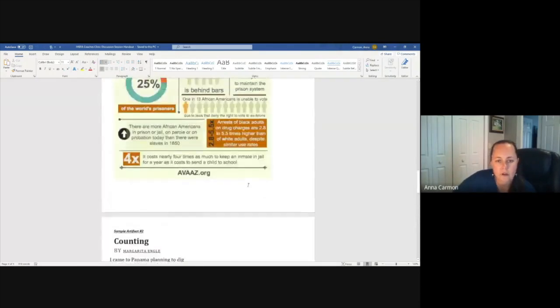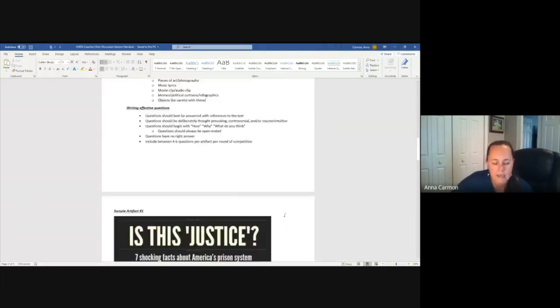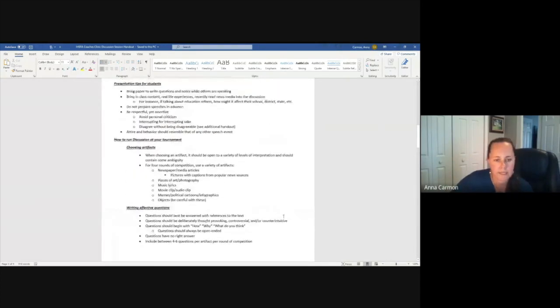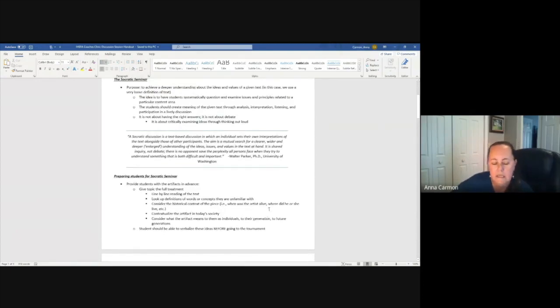So what you'll find often is that the artifacts or the texts that the students receive have to do with current events at the time, to get them thinking in the current way, but also critically analyzing the news and the research that they are coming in contact with. When we run our practices, usually for the first several weeks of the season, we give our students artifacts to prep as if they were prepping for a tournament and have them look at those. And we pick things that are current.